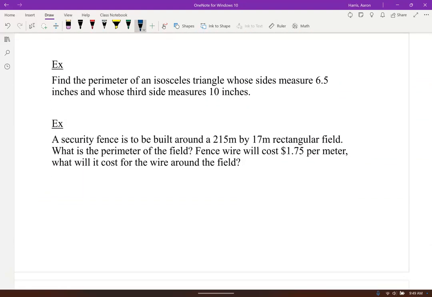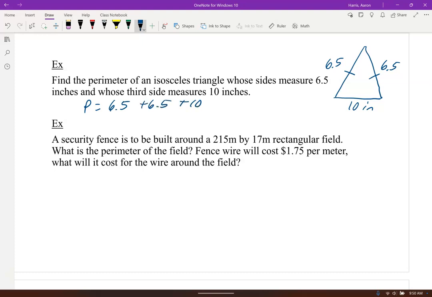If we have an isosceles triangle whose sides measure 6.5, so remember isosceles has two sides that are the same, and they're telling us those are 6.5 inches each, and the third side is 10 inches. So the perimeter of this would be 6.5 inches plus 6.5 plus 10. So it ends up being, what is that, 13 plus 10, 23 inches.